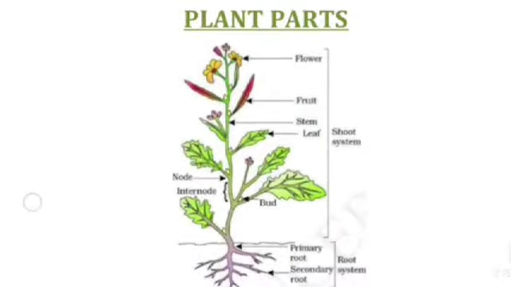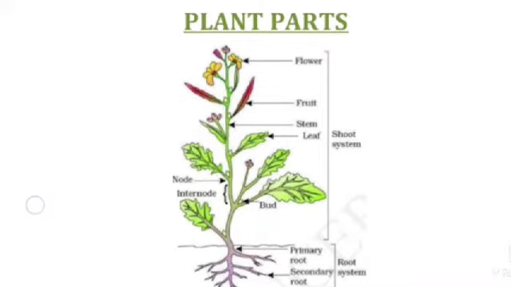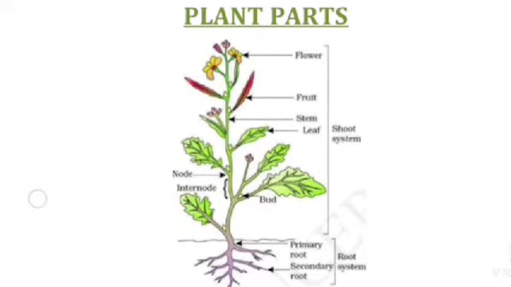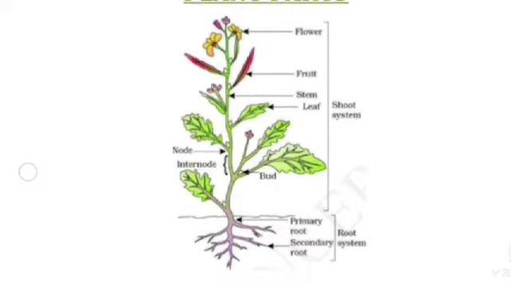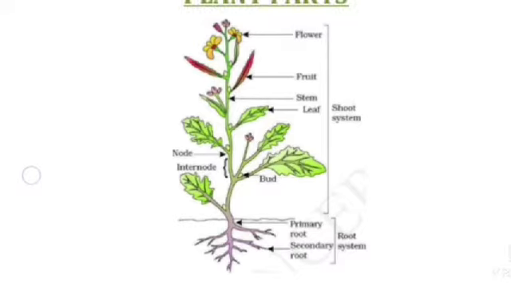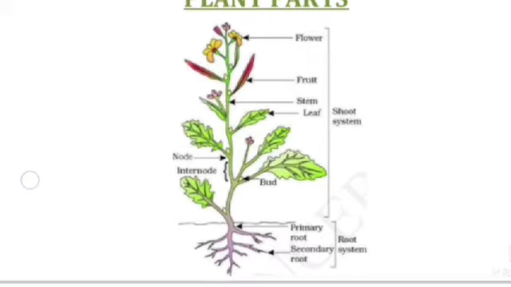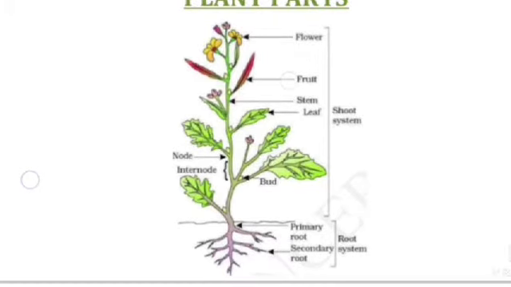Now we are going to discuss the next lesson, reproduction in plants. See the plant parts. Two systems occur: one is the root system, another is the shoot system. The root system has the primary root and secondary roots. The shoot system has leaf, stem, node, internode, buds, flower and fruits.